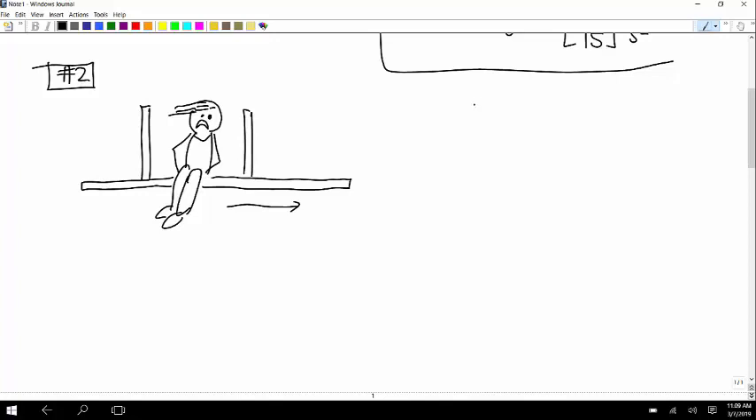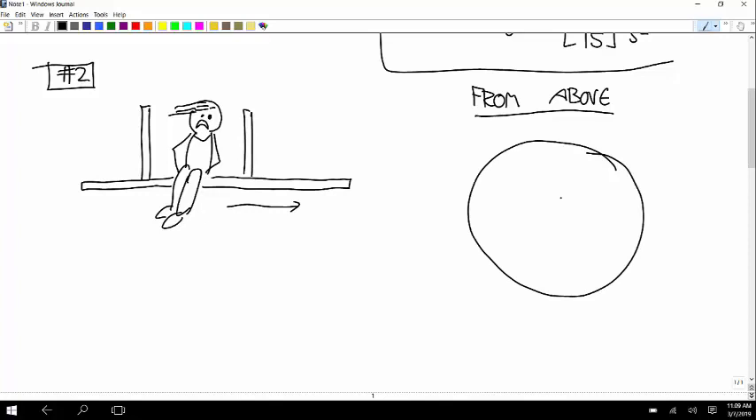So from above, let's say this is the top of the kid's head. And it's moving counterclockwise from above with an angular speed of 2.5 radians per second.